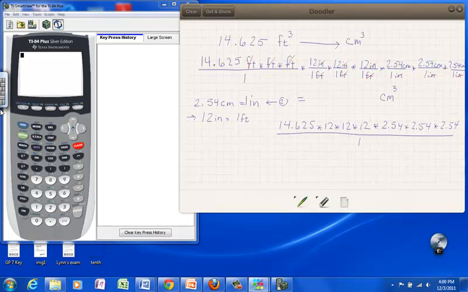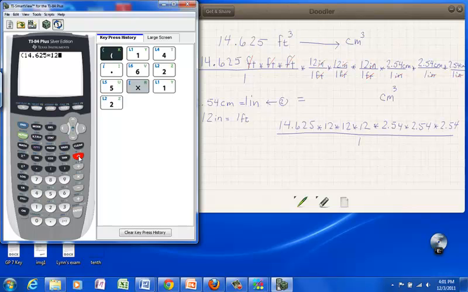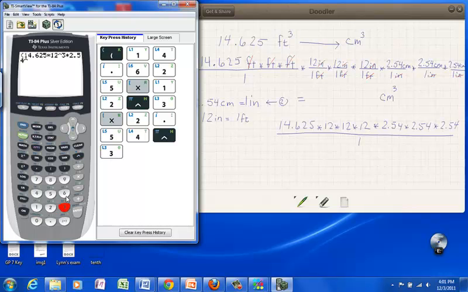You can do it in longhand, or you could shorten the amount of work you have to do. When you do 12 times 12 times 12, you write it as 12 raised to the third power. And when you do 2.54 times 2.54 times 2.54, you also just raise that to the third power. All of that was supposed to be divided by 1, which I could have left off. Again, I'm getting this large number.